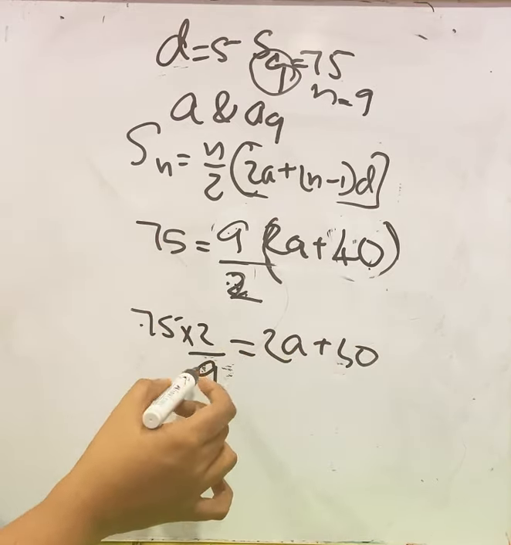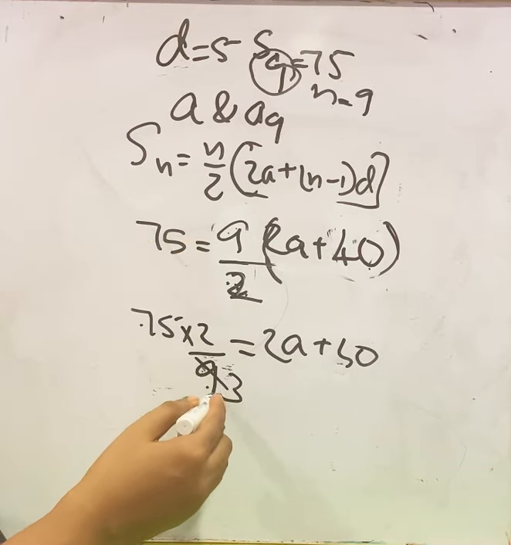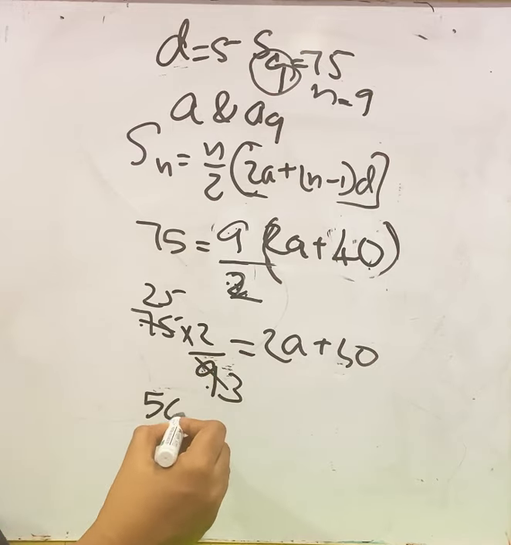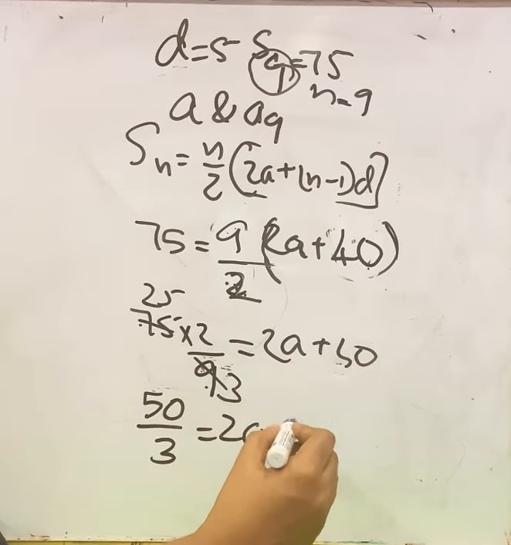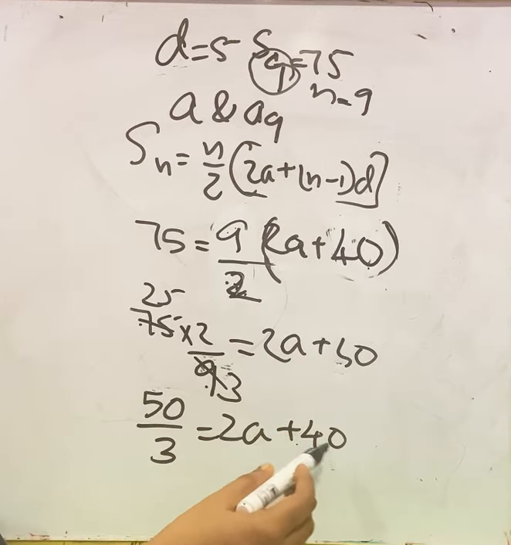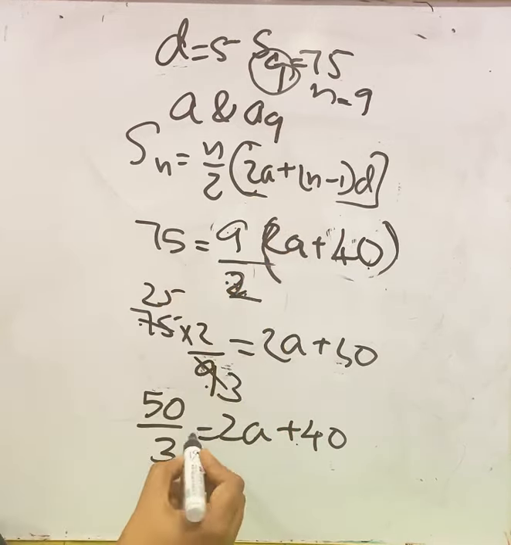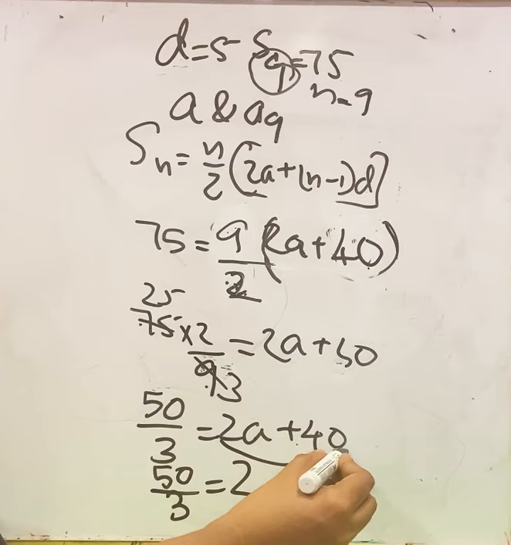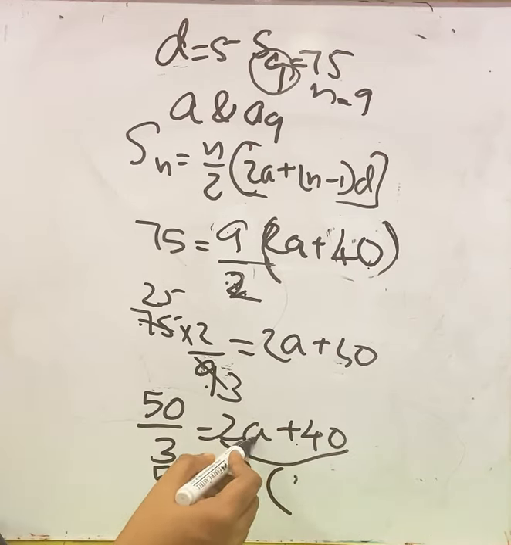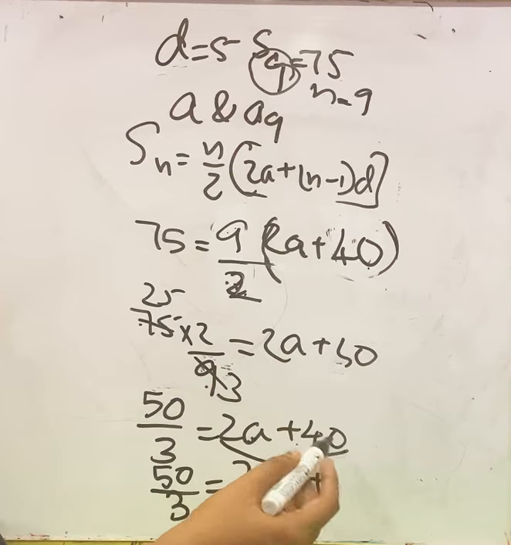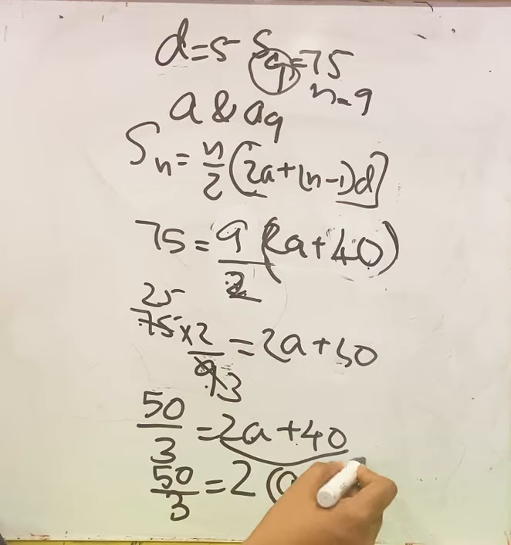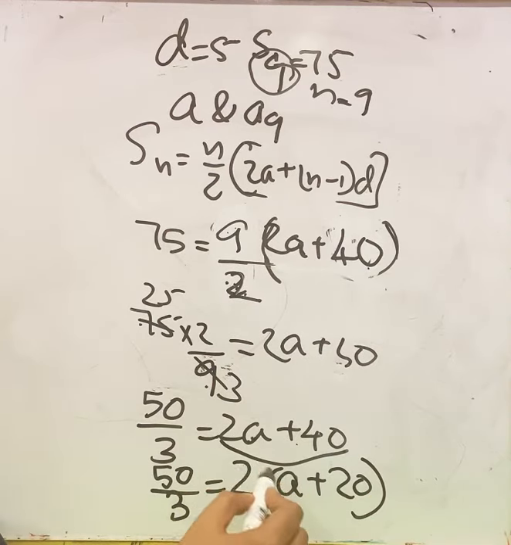In 75 and 9 we have 3 as the common factor. 3 3s are 9. 3 into 25 is 75. Now 25 2s are 50 by 3 equal to 2a plus 40. In 2a and 40 we have 2 as a common factor. So this we can write as 50 division 3 equal to 2 taking outside from these two terms. So here the balance will be a plus, from this 40 you are taking factor 2 outside. So 2 into what is 40? 2 20s are 40. We can check it after opening this bracket. 2 into a, 2a, 2 into 20, 40.